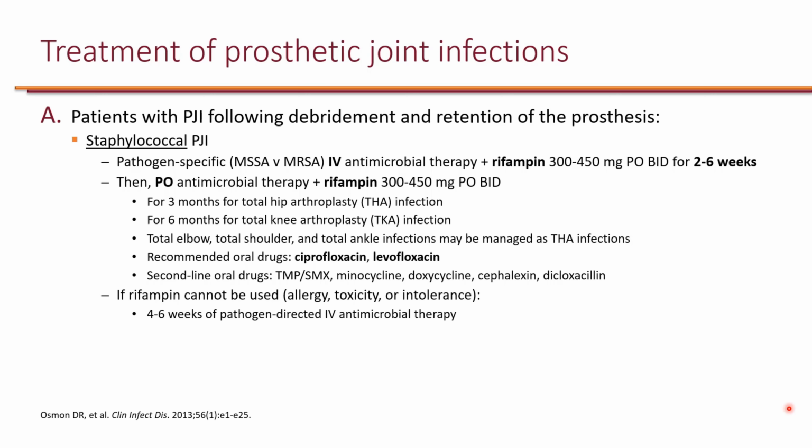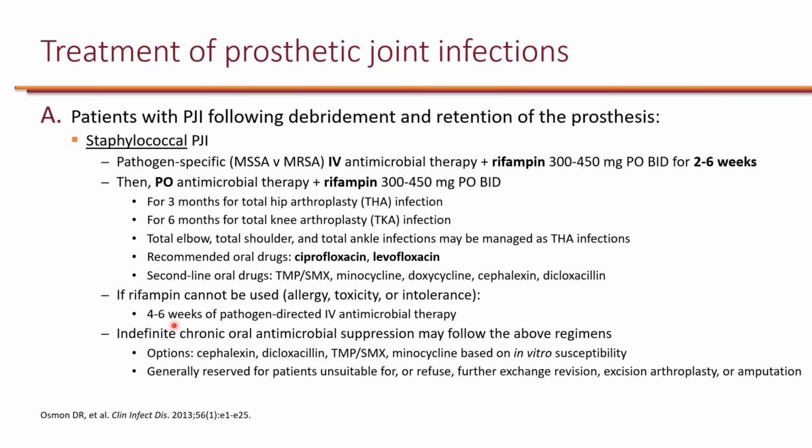Now, if the patient cannot tolerate rifampin, whether because of allergy or toxicity or intolerance, and I should disclose that rifampin is a strong inducer of CYP3A4, so there may be drug interactions preventing the patient to take it. At that point, the IV antimicrobial therapy for the empiric therapy would actually have to be at least 4 weeks instead of 2 to 6 weeks. So it would be 4 to 6 weeks as monotherapy.